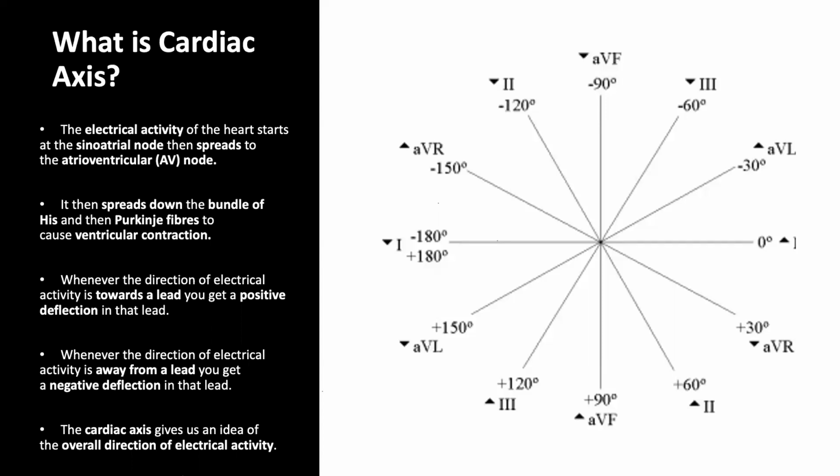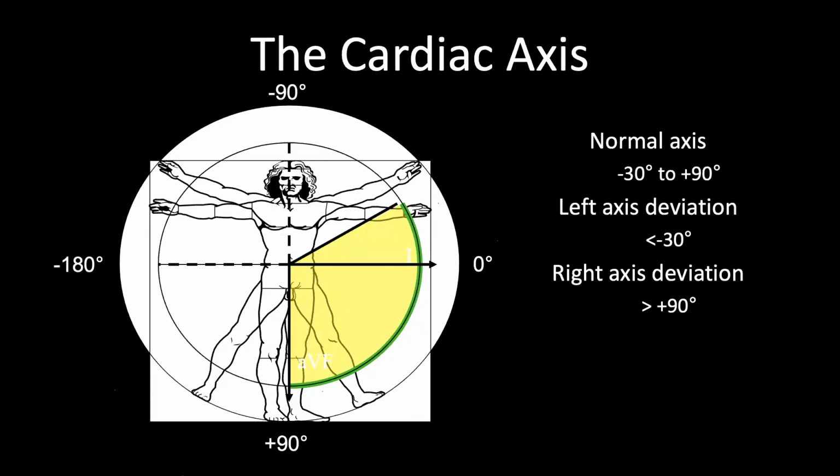Essentially the cardiac axis is that electrical activity of the heart starts at the SA node and then spreads to the AV node. And as we know, it spreads down the bundle of His through the Purkinje fibres, causing ventricular contraction. Wherever the direction of travel of activity is, the lead will be positive. And wherever the direction of electrical activity is against that, it'll be negative. The overall cardiac axis can give you an idea of the overall direction of that electricity. I'm sure at some point we've all seen diagrams like this, and it's worth remembering what a normal axis is, and what a left axis and a right axis deviation is.